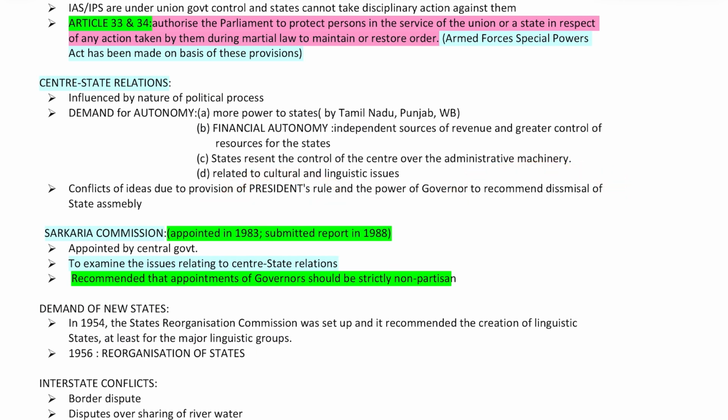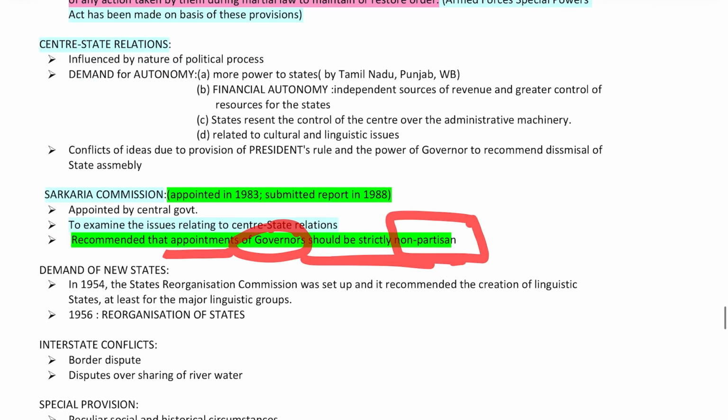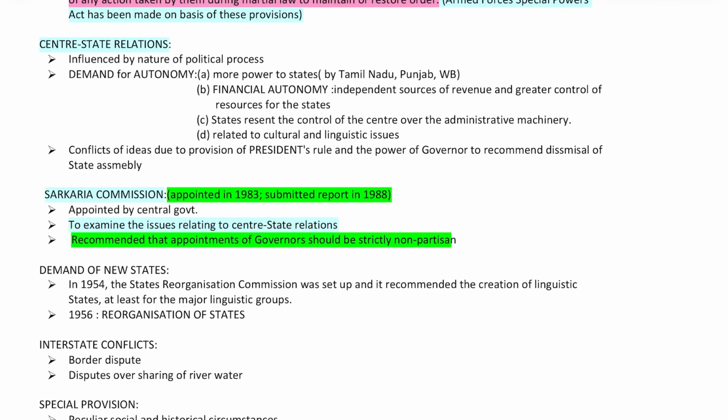The conflicts of ideas due to provisions of President's rule and the power of governor to recommend the dismissal of the State Assembly. Then we have the Sarkaria Commission, which was appointed in 1983. It submitted its report in 1988. It was appointed by the central government in order to examine the issues relating to central-state relations. It recommended that the appointments of governors should strictly be non-partisan because the governor is basically said to be the agent of the center in the states. So it should be somebody who is non-partisan, who doesn't take sides, an impartial one.